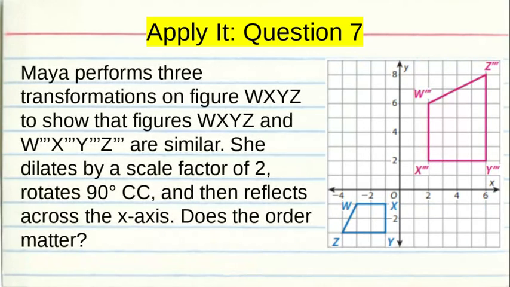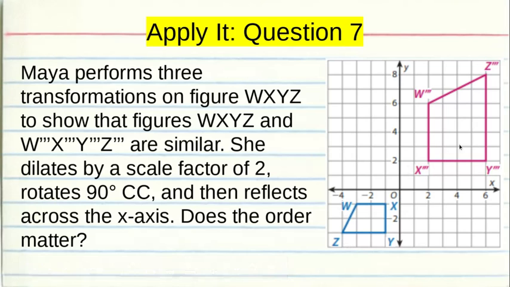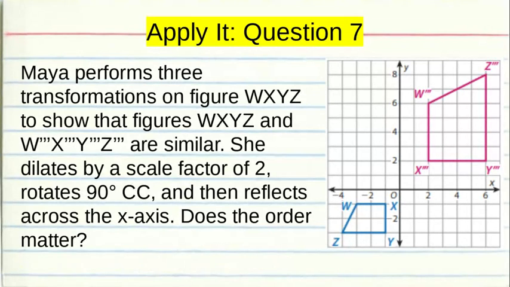Next we have question 7. We see that Maya performed 3 transformations on this figure W, X, Y, Z to form this final figure of W double prime, Z double prime, or triple prime, Y double prime, triple prime, and X triple prime. And these are similar figures because they're the same shape, just not the same size. We see that she dilates by that scale factor of 2, rotates 90 degrees counterclockwise, and then reflects across the x-axis. And the question was whether the order matters.